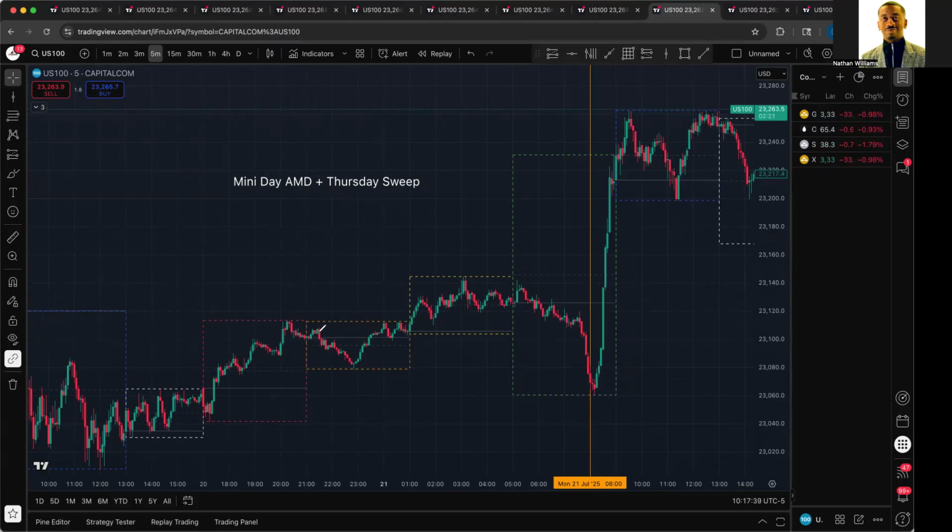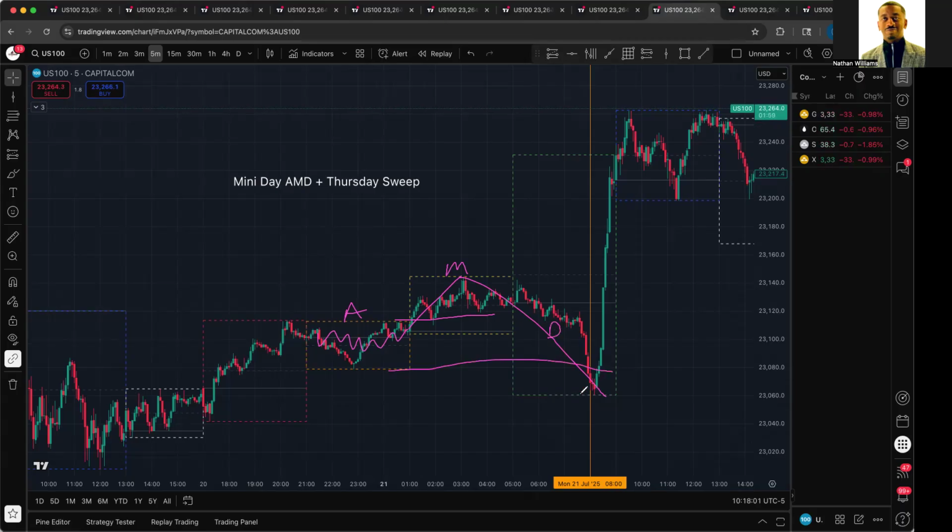Here's our accumulation window. All right, took the high there. There's our manipulation window. And then it ran down on Thursday to take the low. All right, that's our distribution right there.